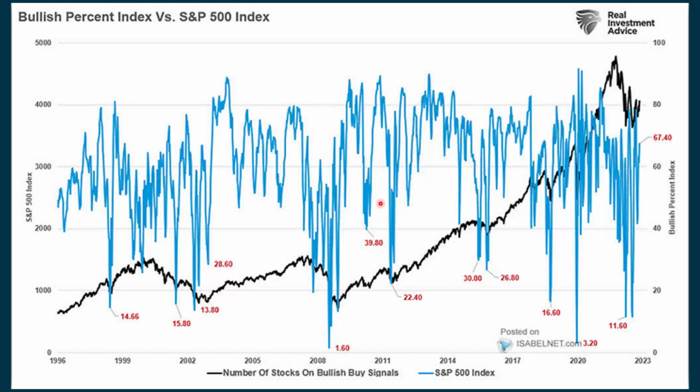Some long-term charts. This is the BPI, the bullish percent index, which we look at every day. This chart is a little outdated, where we're actually getting up above this 80 level currently. At the time this chart was produced, it was at 67.4. This shows the internal strength of the S&P by looking at all the point and figure buy or sell signals, and we've been really advancing overall.